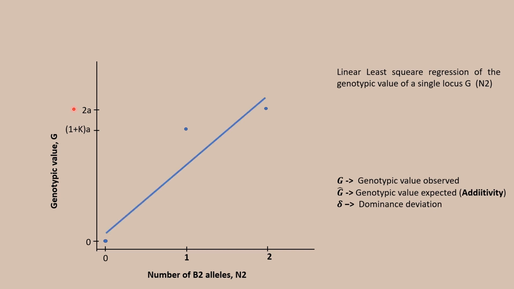Now, where will the heterozygote be located? As we discussed previously, its location will be defined by the equation 1 plus k, times a, which indicates that this value will depend on the additivity and dominance exhibited in the genotype. The solid points represent the genotypes B1B1, B1B2, and B2B2. The distribution of the points represents the true genotype values for each individual.